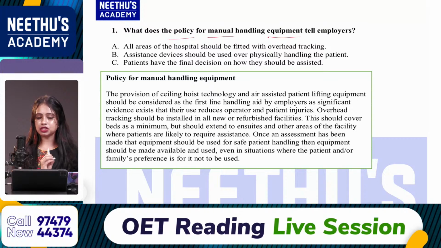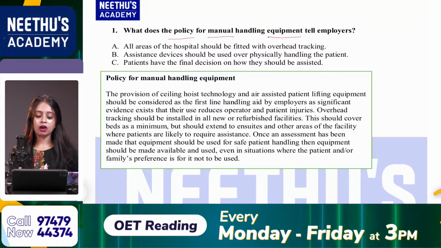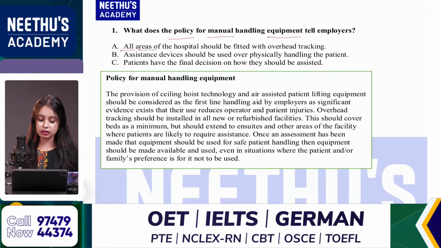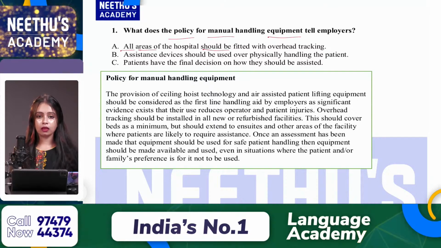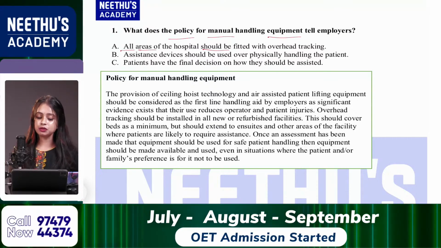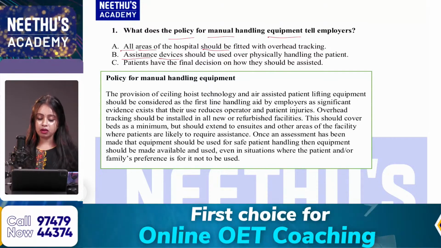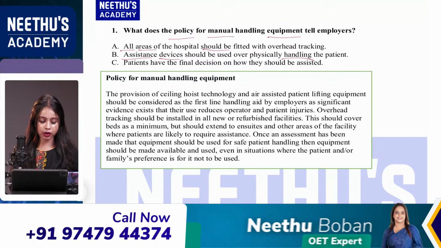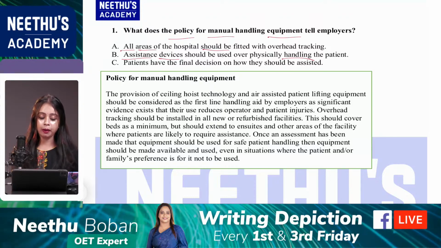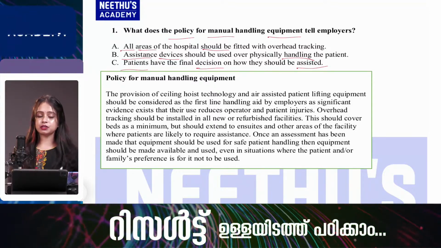Then the options. When you read a question, always connect with your options. It will help you to identify the correct answer. The first option is all areas of the hospital should be fitted with overhead tracking. So my keywords: all areas, should be. From the second option, assistance devices should be used over physically handling the patient. My keywords: assistance devices, handling. And from the third option, patients have the final decision on how they should be assisted. My keywords: patients, decision, assisted. So these are my keywords from these three options.